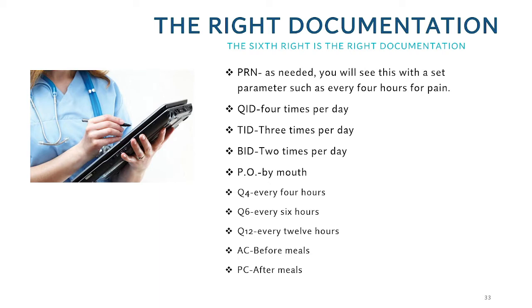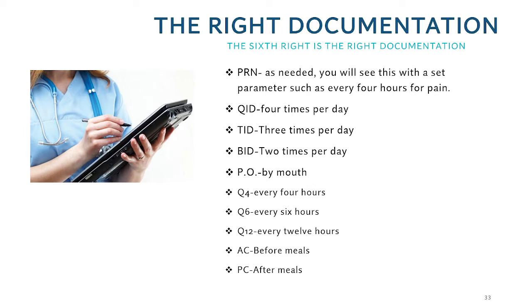So if you get an order with an abbreviation, I'm just going to give you some examples, just so that you're kind of familiar with it. But remember, don't write them. PRN, as needed. You will see this with set parameters, such as every 4 hours for pain. This is something that you'll see a lot with pain medications, Tylenols, codeine, Norcos, and so forth, will be a PRN order set.